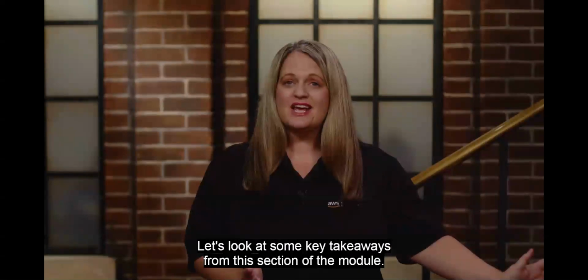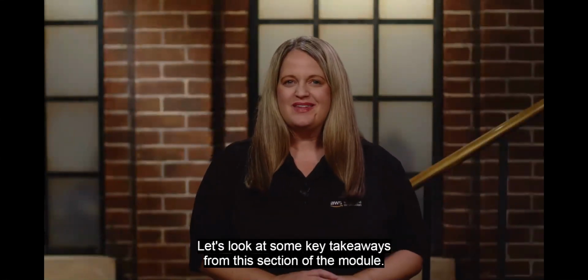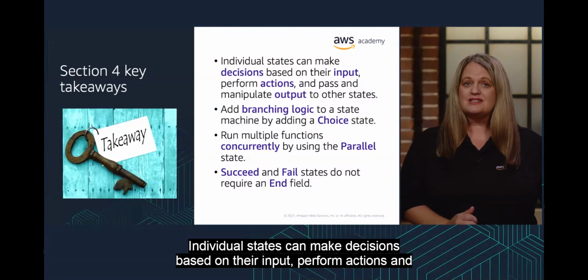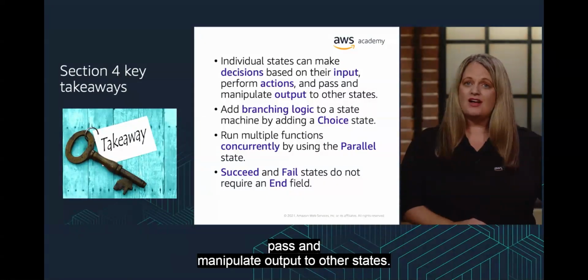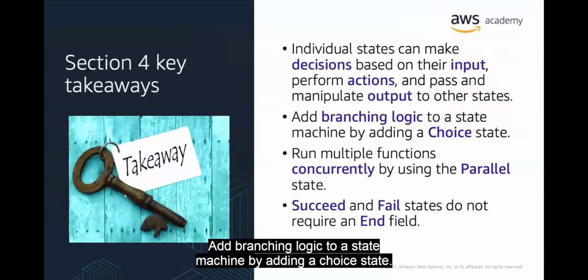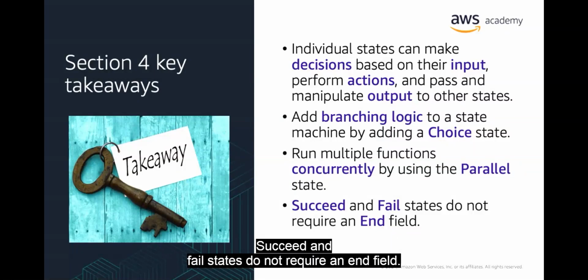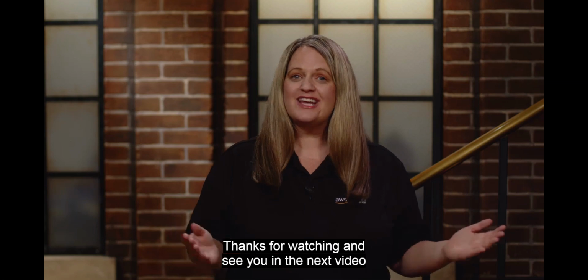Let's look at some key takeaways from this section of the module. Individual states can make decisions based on their input, perform actions, and pass and manipulate output to other states. Add branching logic to a state machine by adding a choice state. Run multiple functions concurrently by using the parallel state. Succeed and fail states do not require an end field. Thanks for watching and see you in the next video.